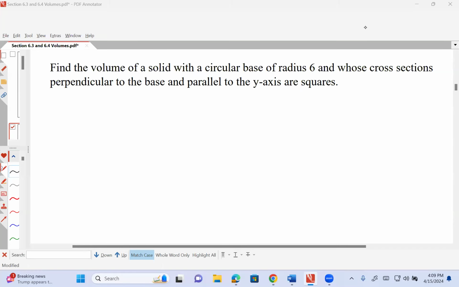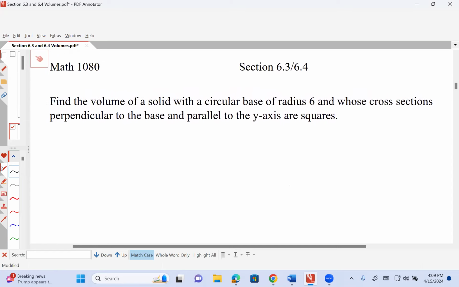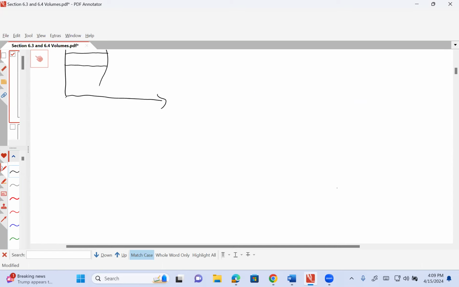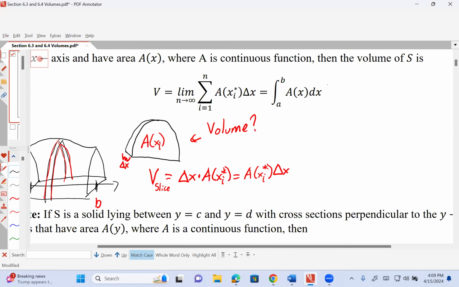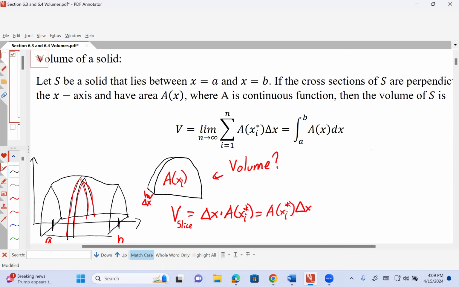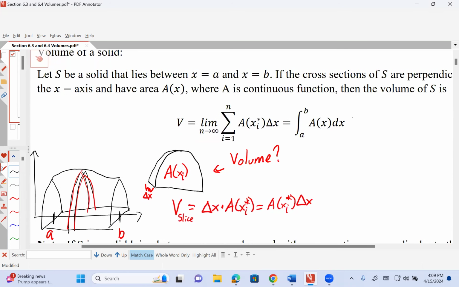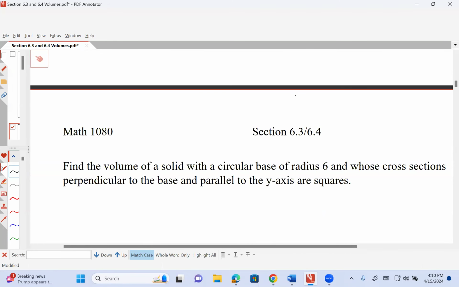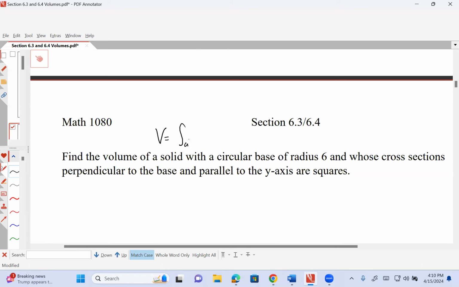We are going to take a look at some examples of using integrals to find the volume of a solid. So recall from the last video, if I have a solid that's being sliced up along the x-axis, then if I can find the area of a slice and integrate from a to b, we can find the whole volume. We're going to use this idea: the volume equals the integral from a to b of the area in terms of x.